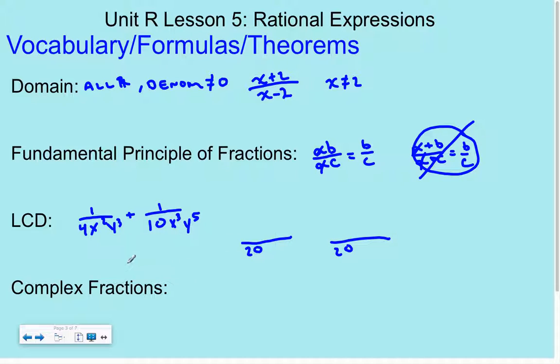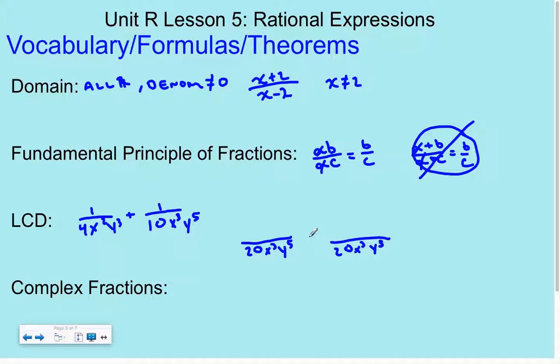And then for the stuff with exponents, it's going to be real easy. It's just going to be your greatest exponent. So x to the third is the biggest for my x's, so I'll put that in. And then y to the 5th is the biggest for my y's, so I'll just plug that in.